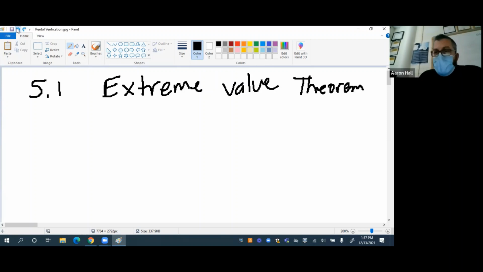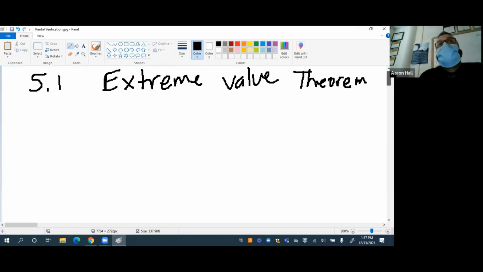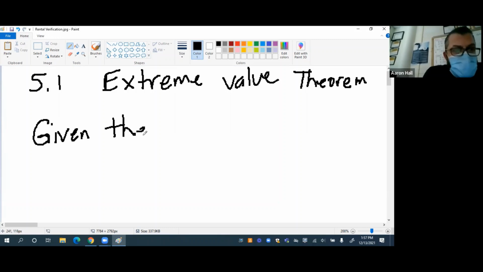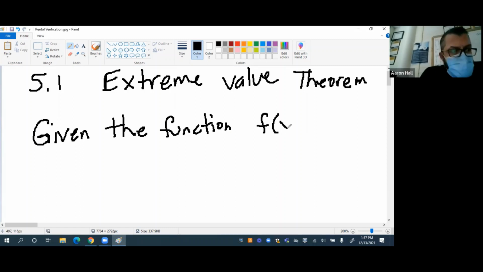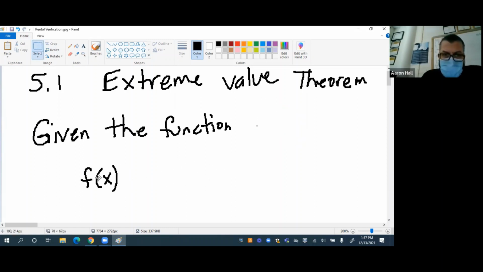Now, before we talk about the extreme value theorem, let's do an AP question. So let's look at this one. Given the function f of x, maybe I need to move down. This is going to be a little bit larger.